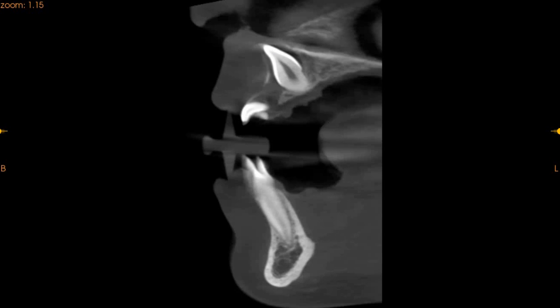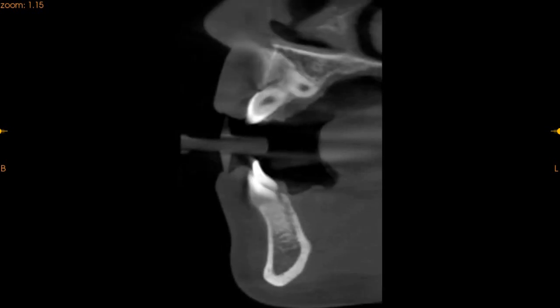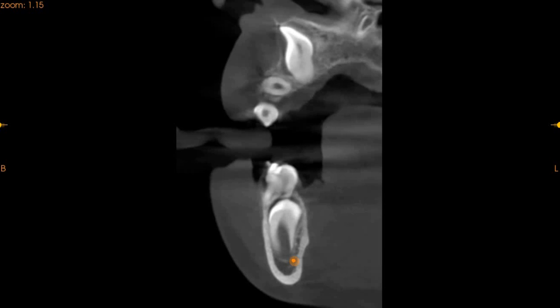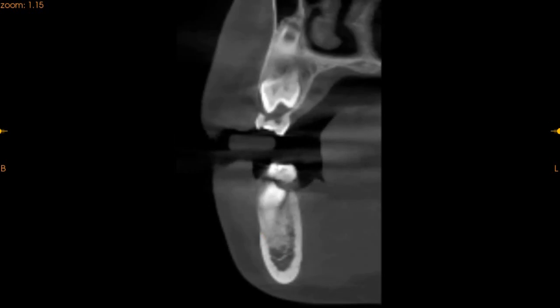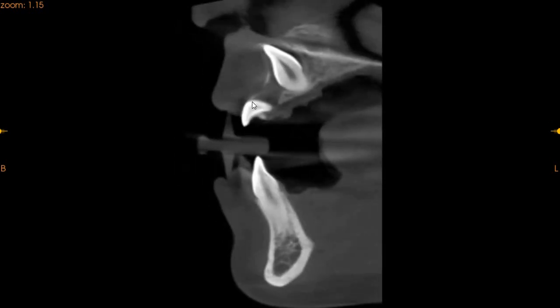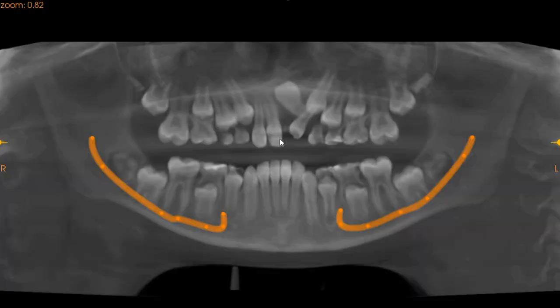The root of the tooth, if we can slightly change the angulation for the doctor, is placed quite palatally. The lateral incisor, however, is now moving into the position of the central incisor, which is clearly visible here. The canine is right behind the lateral incisor.